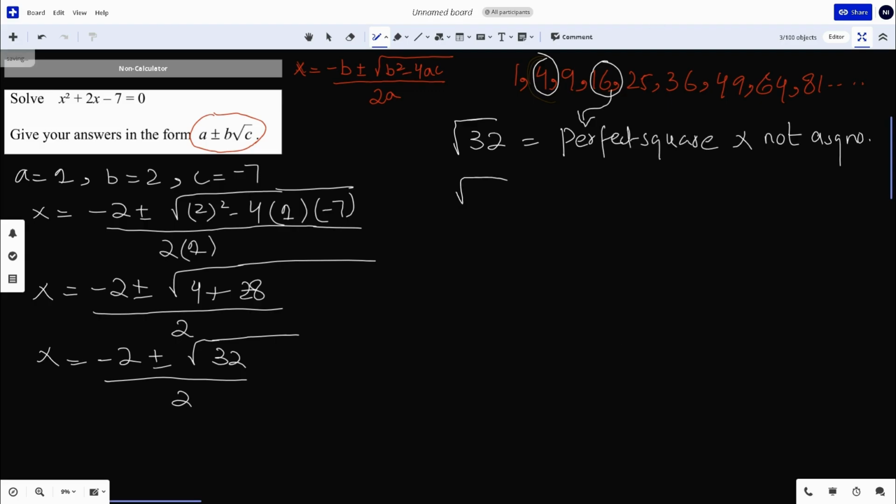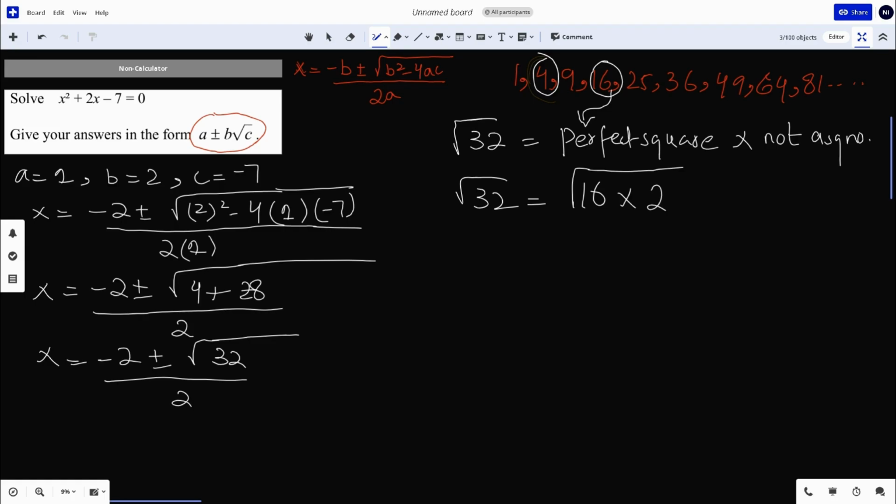I can break down 32 into 16 multiplied by another number. One number should be a perfect square, and the other number should not be a perfect square. This means you have to see how many times 16 goes into 32. 16 two times is 32, so 16 multiplied by 2 makes 32.